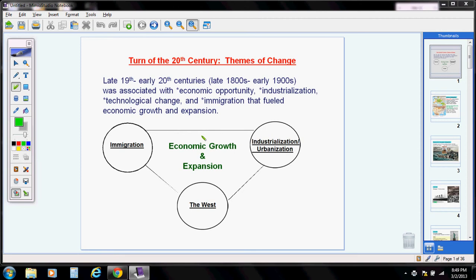Okay, we're now to our last theme of turn of the 20th century economic growth and expansion. I've already talked about in previous videos industrialization in the West, and we're now going to conclude by talking about immigration.